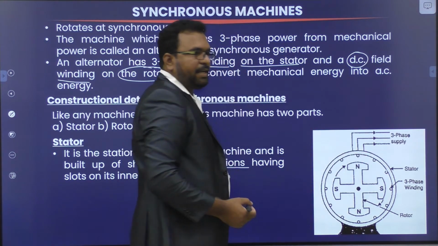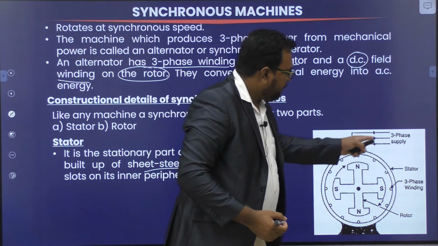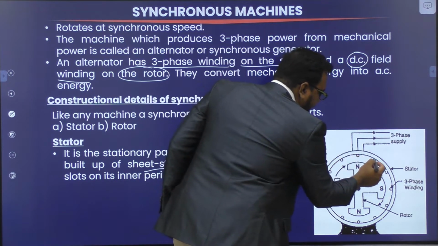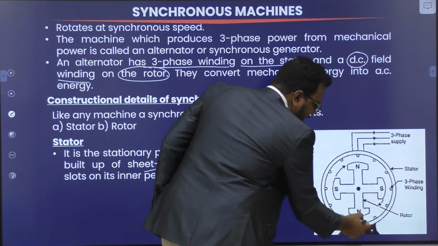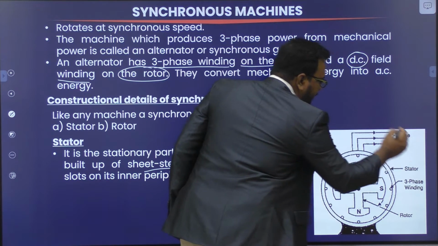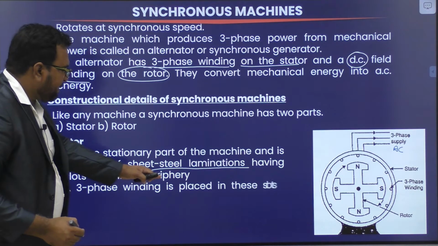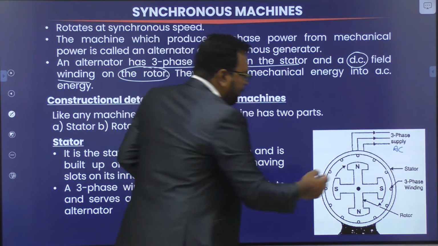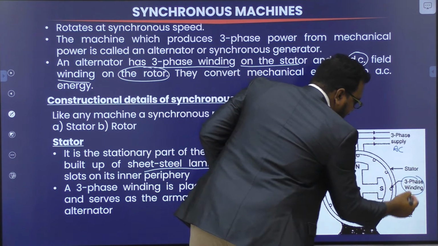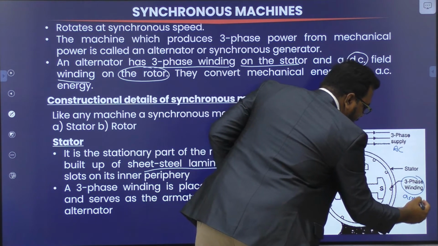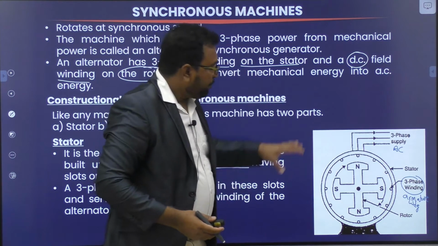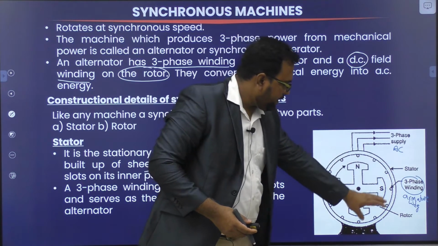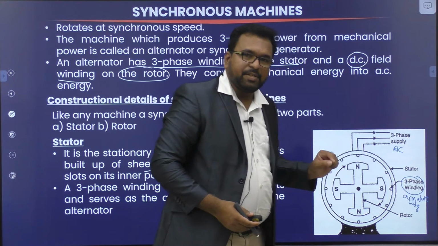On these slots we are going to have the 3-phase winding. For this 3-phase winding we are going to provide a 3-phase AC supply. The 3-phase winding is placed in these slots and serves as the armature winding, and we are going to call this 3-phase winding the armature winding. So the winding which is present in the stator is going to be called the armature winding.